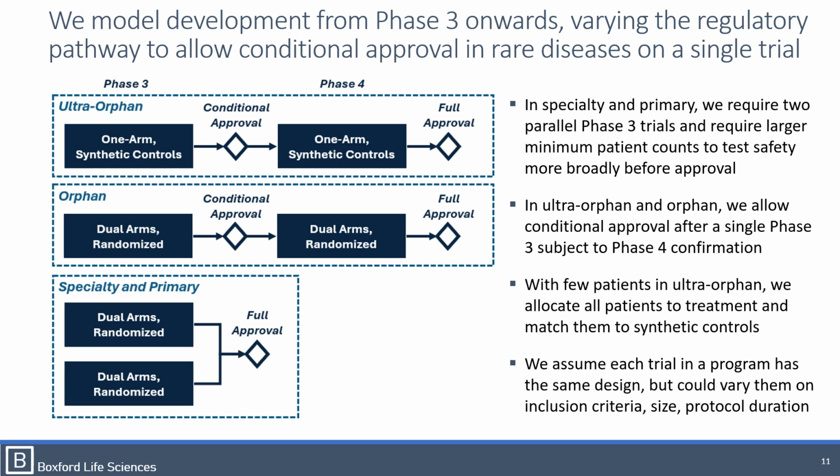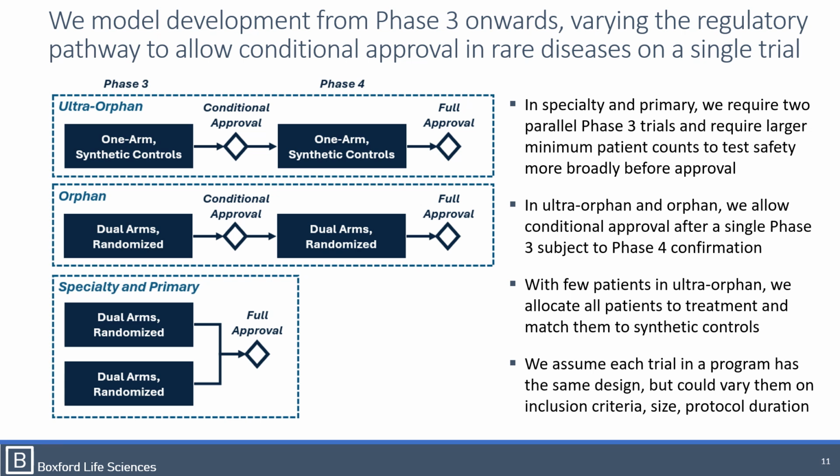We model development from phase 3 onwards, but we're going to vary the regulatory pathway according to the disease. In ultra-orphan and orphan disease, we assume that we can gain an initial approval just with a single phase 3 study, but then we have to conduct a separate phase 4 confirmatory study, and only if that's successful then do we gain full approval. If it fails, we're pulled from the market. In specialty and primary, we have to take the traditional route where we do 2 parallel phase 3 trials and have both succeed in order to be able to apply for full approval. In ultra-orphan, because there's so few patients, we use synthetic controls for those trials.